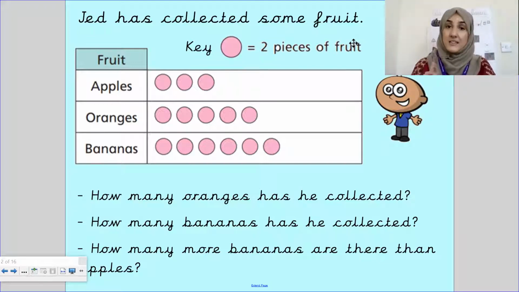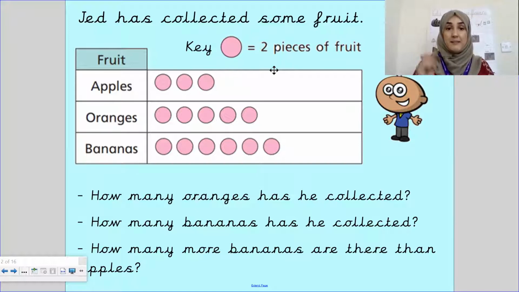Okay, so yesterday in our previous lesson, the key equaled 1 object, but today it equals 2. So automatically, we need to think, right, so 1 circle equals 2. For example, if you have a 2p coin, that's 1 coin, but it's worth 2p. So similar to that, okay?